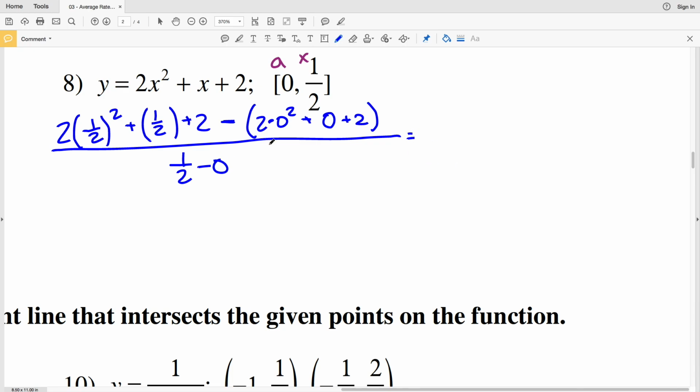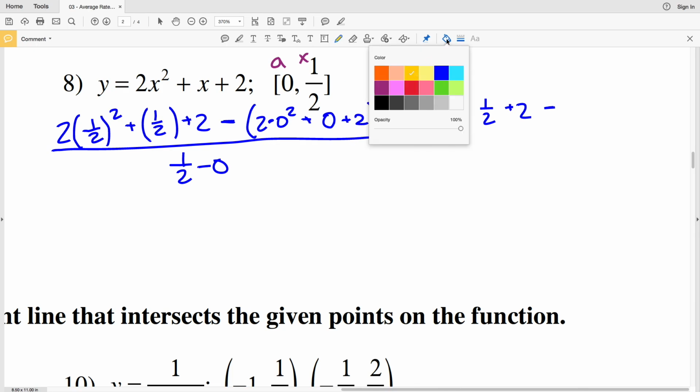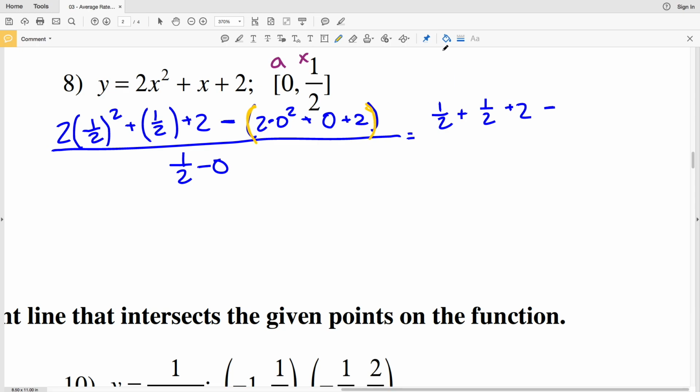So simplifying, 2 times 1/2 squared is going to be 2 times 1/4, which 2 over 4 is equal to 1/2. And I'm going to be adding that to 1/2, and then adding that to 2, and then subtracting 2 times 0 squared is 0, plus 0 is 0, and then I'm adding 2. But remember, I'm subtracting this entire quantity. So in the end, I'm going to be subtracting 2. And that's all over 1/2 minus 0, which is 1/2.